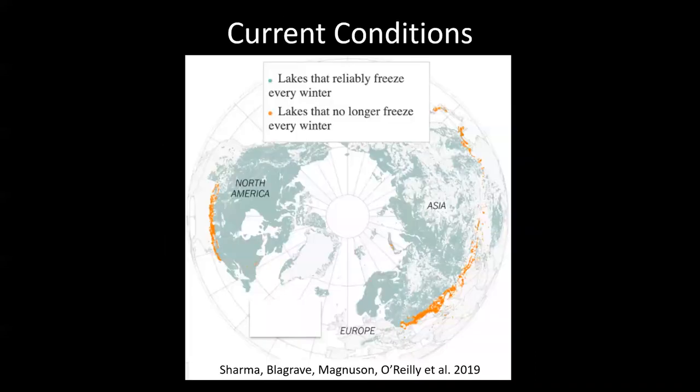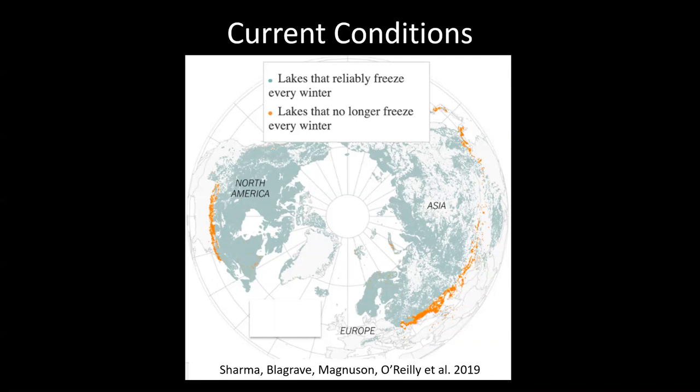So here this is a polar view. We're looking down from on top of the North Pole, North America on the left, Asia on the right, and some of the lakes are orange. And those orange lakes are ones that don't freeze every winter. They may freeze 9 out of 10 or 50% or 99 out of 100 winters. The gray area is lakes that reliably freeze.